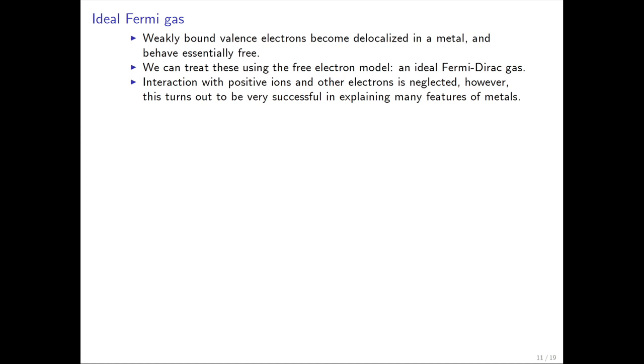Well, of course, the electrons in a metal interact with the positive ions and other electrons, and we're going to neglect this. But it turns out this is very successful in explaining many features of metals. In fact, it's astonishingly good, and later on you'll see that even when you have interactions between electrons, you get effectively a kind of free electron behavior in a metal. Now, that's beyond this course, but this simple idealized system turns out to be very, very successful, and we'll discuss why that is a little bit after we derive some of the properties.